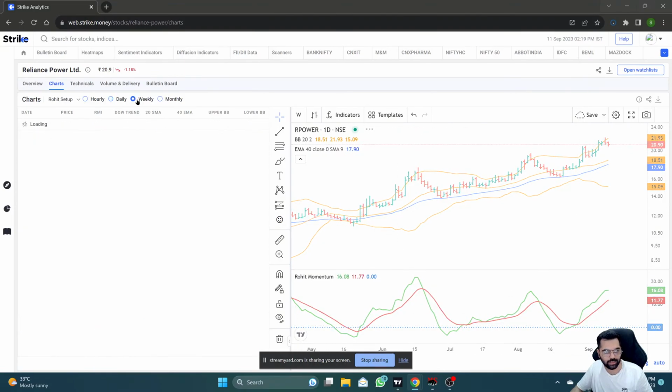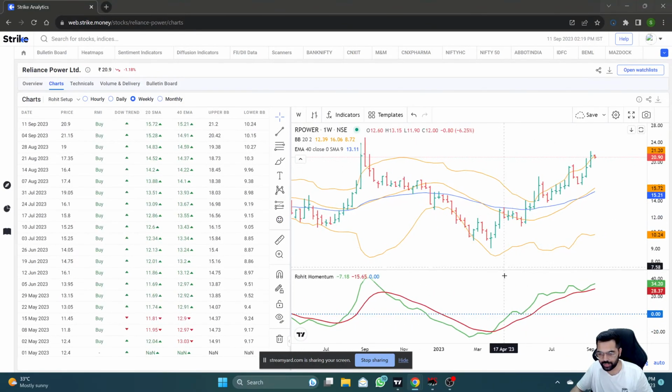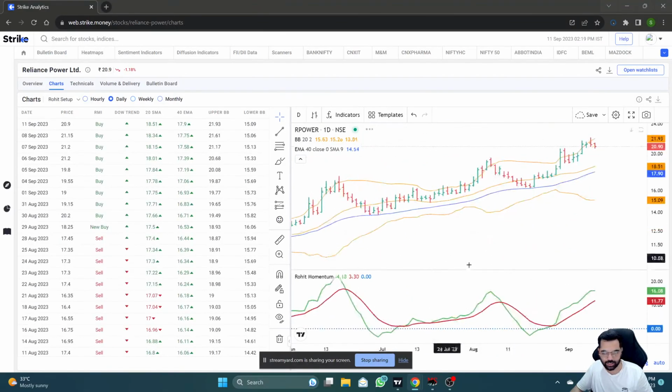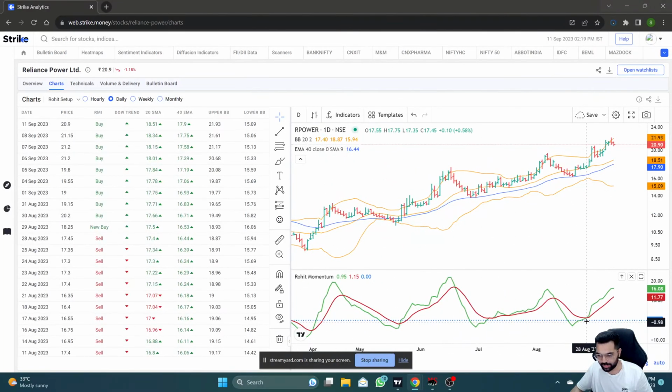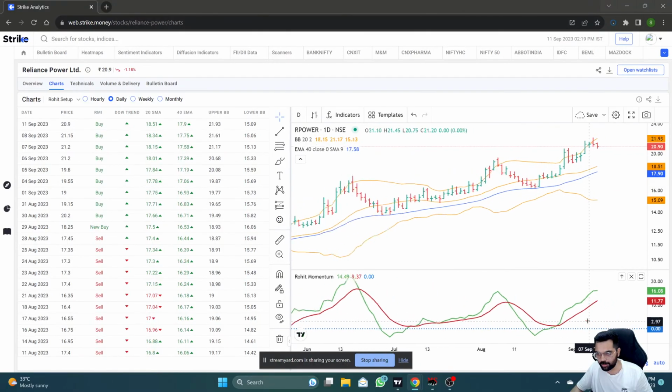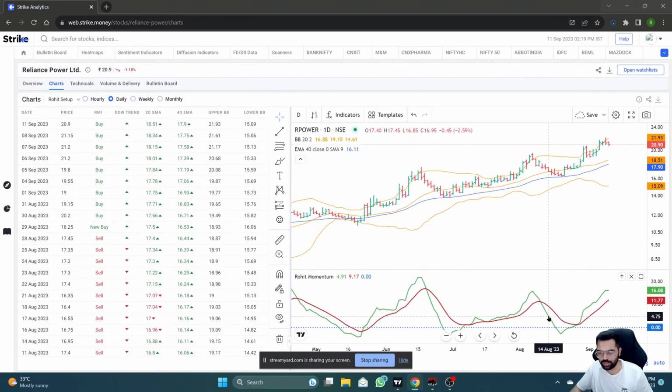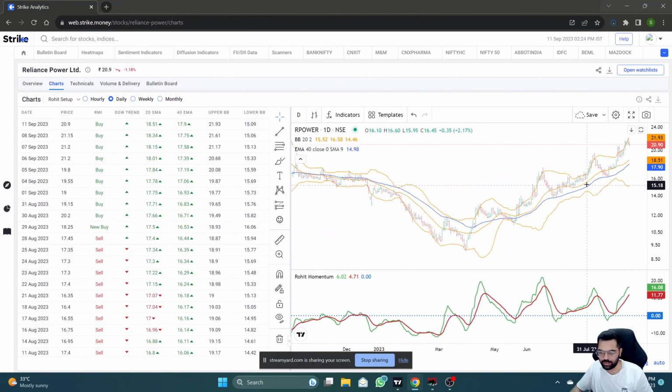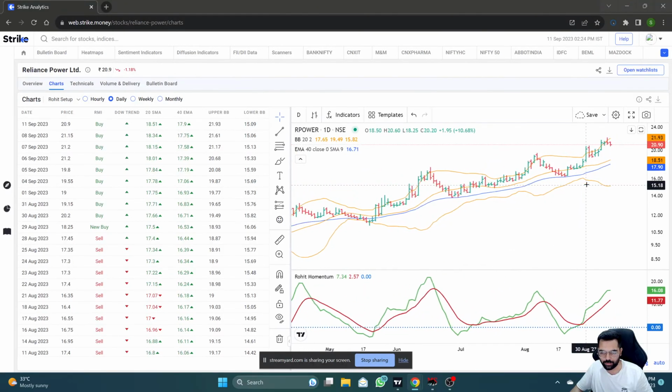So let's look at the weekly chart. Weekly cycle is in progress already. Daily new cycle started back at the end of August. So I think it is a good trending stock, but it would be great if you get a fresh cycle here.